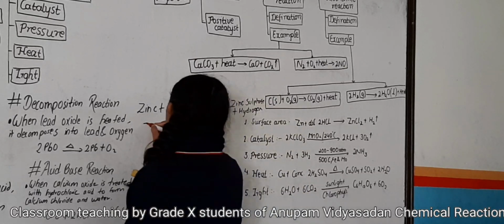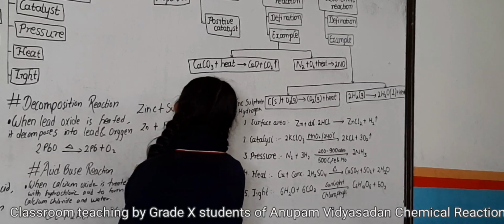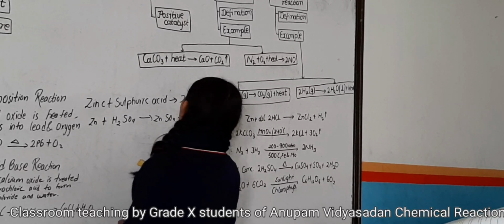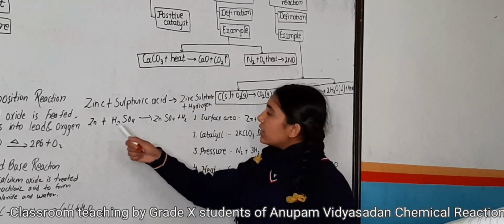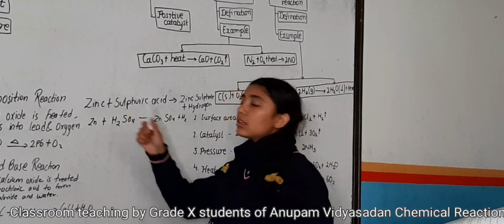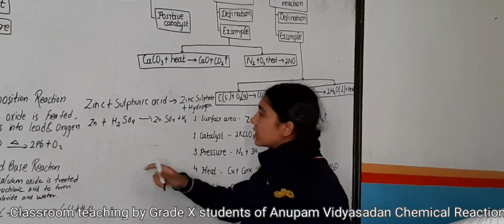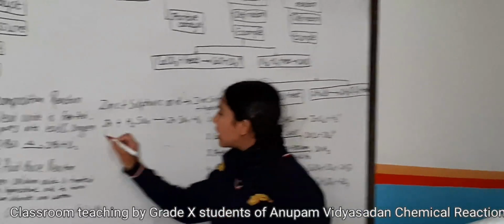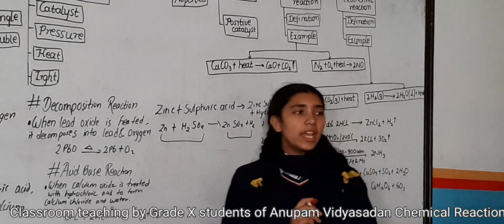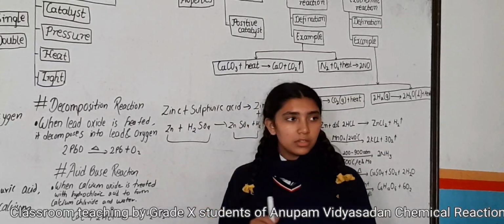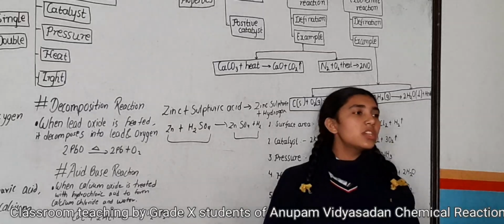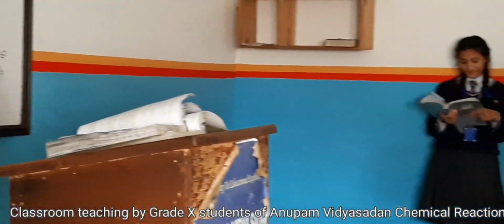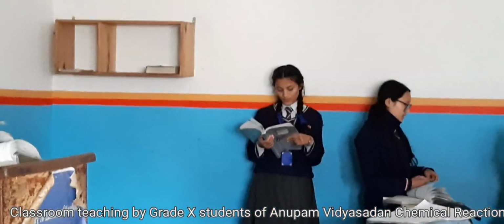Its formula equation is Zn plus H2SO4 becomes ZnSO4 plus H2. In this, these are the reactants and these are the products. Reactants are the chemical substances which undergo the chemical reaction, and products are the chemical substances which are formed after reaction of reactants. Reactants are always written on the left hand side. Reactants and products are separated by an arrow.